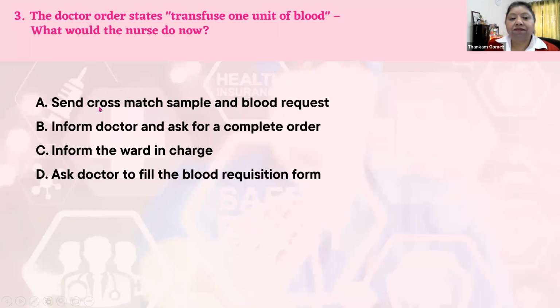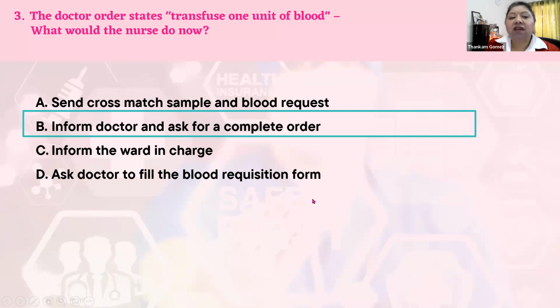Now, maybe many of them look correct, but I would always say inform the doctor, ask for a complete order. This is very important. 1 unit of what? Whole blood, packed RBCs? And in some hospitals, how many ml is to be written also. So 1 unit could be 350, could be 280. So the volume needs to be written, whether whole blood or packed RBCs, and over how many hours. This is very important.